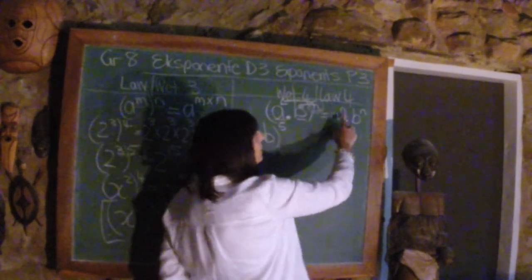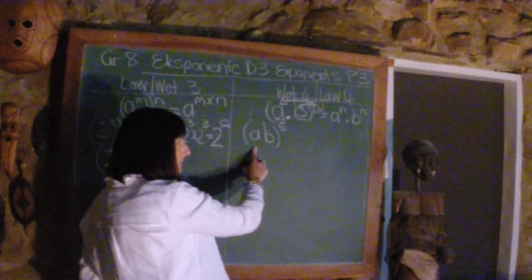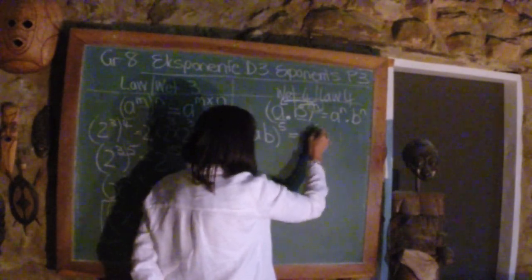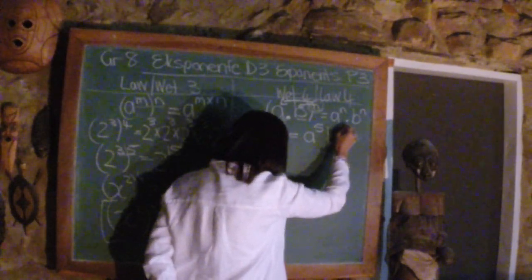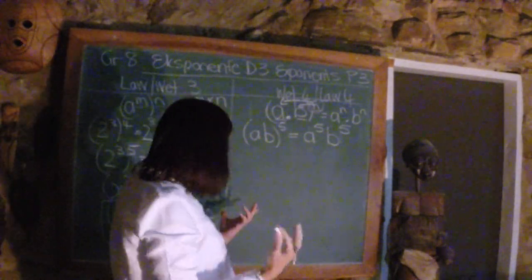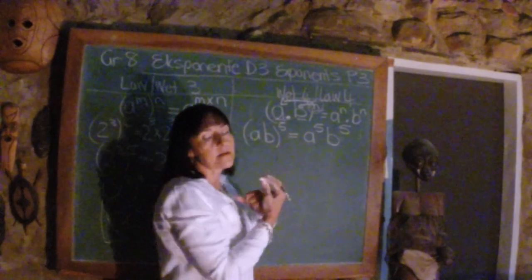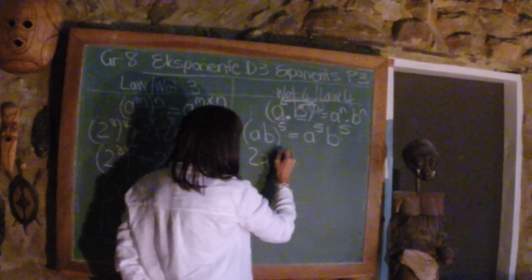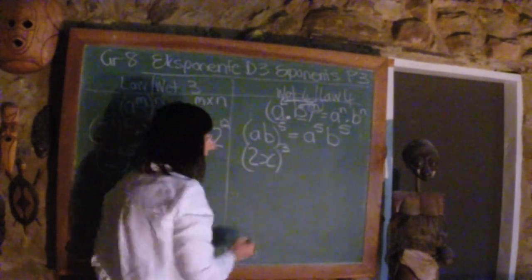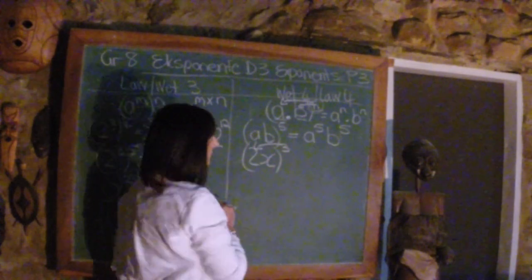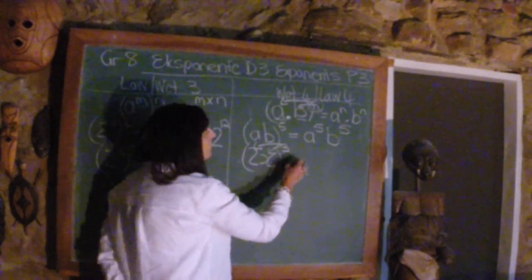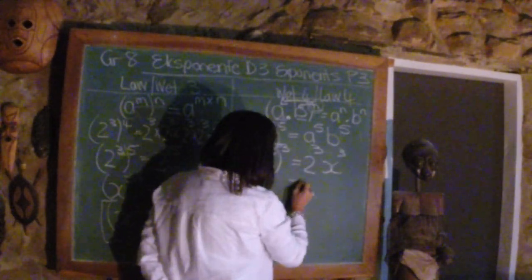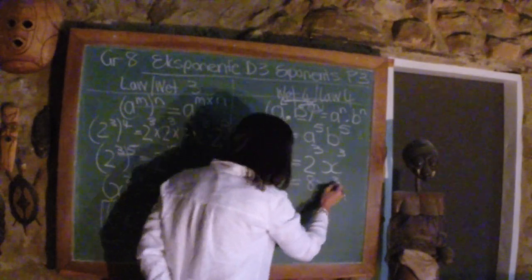So ek het A tot die mag n maal B tot die mag n. Meaning, if this is the case, the 5 belongs to A as well as to B. As ek die hakies verwyder, dan behoort my eksponent aan alles binne in die hakkie. Kom ons kyk na hierdie voorbeeld. 2x in hakkies tot die mag 3. Die 3 behoort aan die 2 en aan die x. Therefore, it's 2 to the power of 3, x to the power of 3, and that gives me 8x cubed.